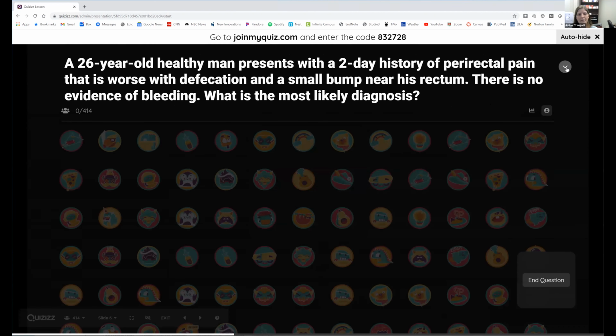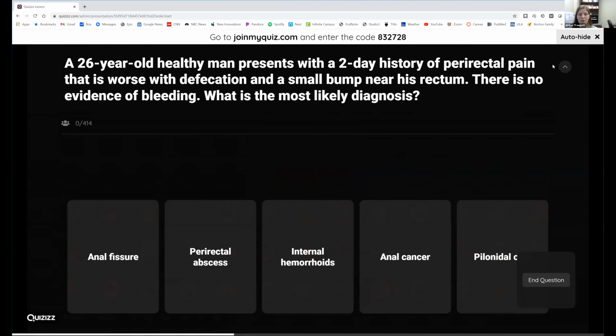Next patient is a 26-year-old healthy man who presents with a 2-day history of perirectal pain that is worse with defecation and a small bump near his rectum. There is no evidence of bleeding. What is the most likely diagnosis? Anal fissure, perirectal abscess, internal hemorrhoids, anal cancer, or pilonidal cyst.